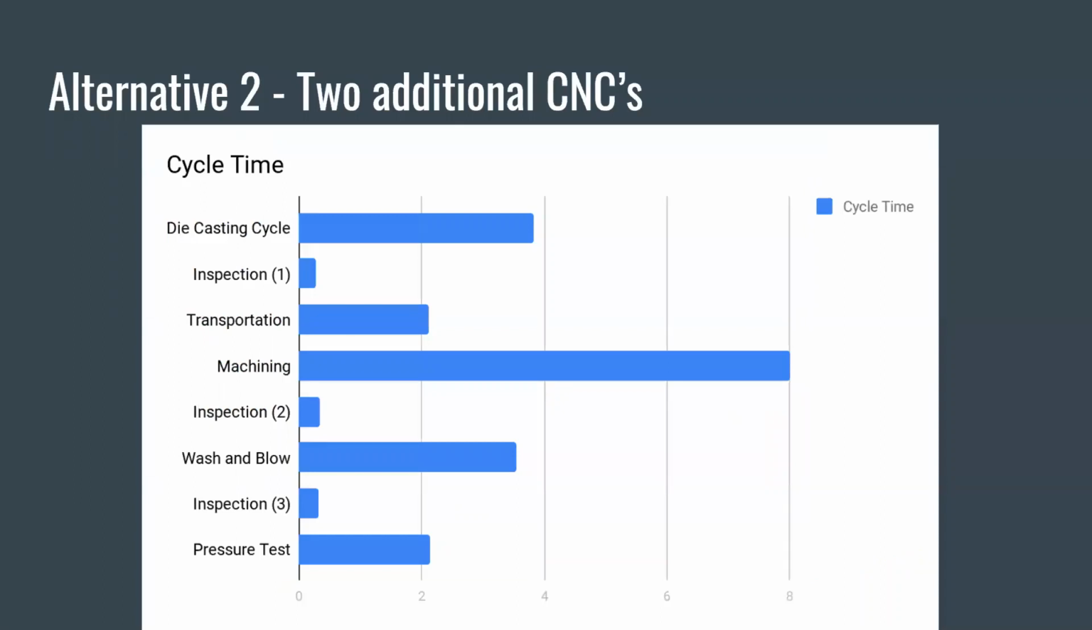With the addition of 2 CNC machines, the average cycle time per part for the machining process will be reduced from 24 minutes to 8 minutes. This will create a smoother flow of parts and, as a result, lead to a decrease in shifts required to meet the desired production.